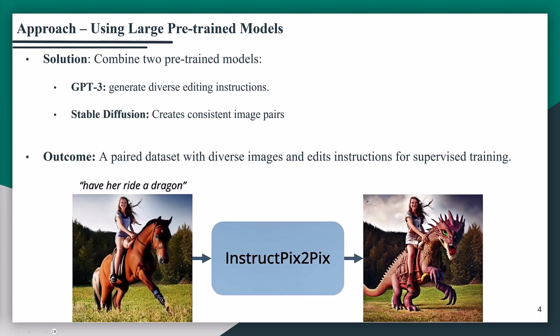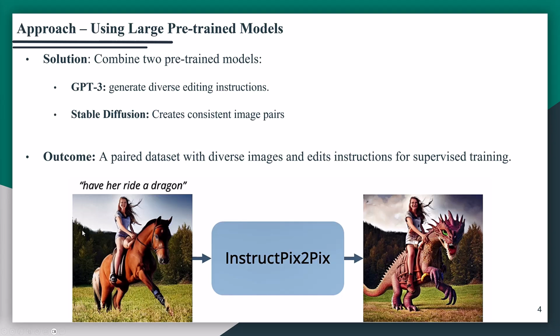The core approach leverages GPT-3, a language model, and Stable Diffusion, a text-to-image model. GPT-3 generates the necessary variety in instructions, while Stable Diffusion handles generating the corresponding image pairs. This combination effectively provides a large and diverse dataset that allows the diffusion model to generalize edits across various real-world images and instructions.